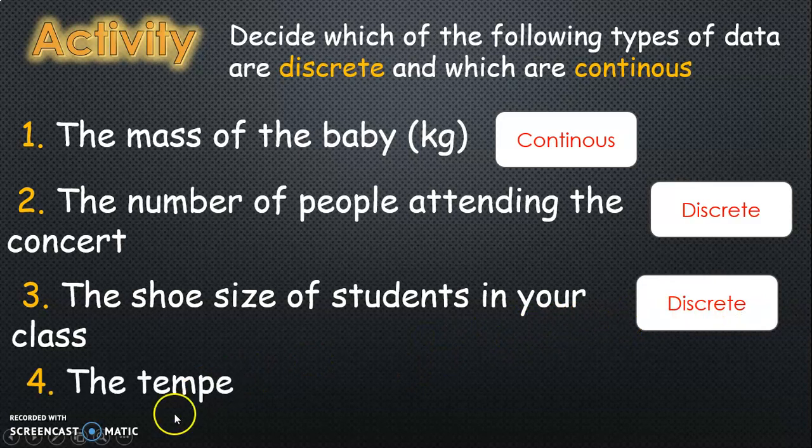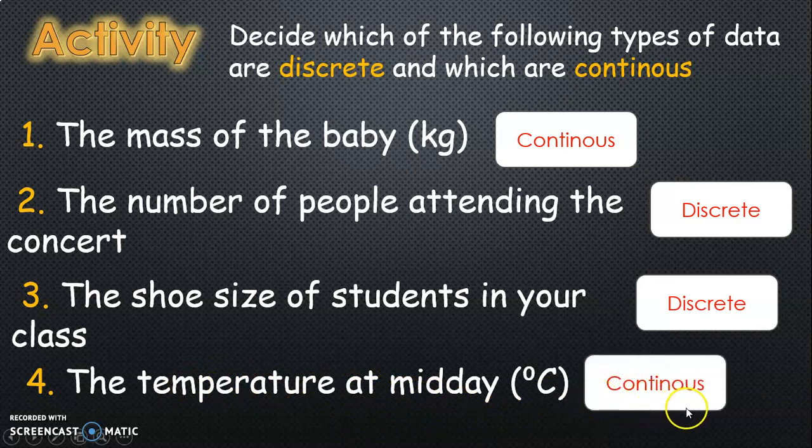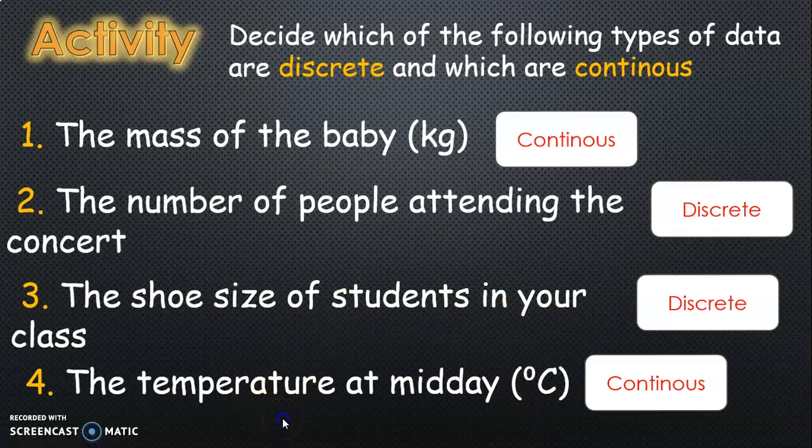Next one is the temperature at midday using Celsius. As you see, we have the unit, and it is very obvious that the temperature at midday every day is changing. So this is what we call continuous, because we can give any amount or any value. Okay, that's all for that.